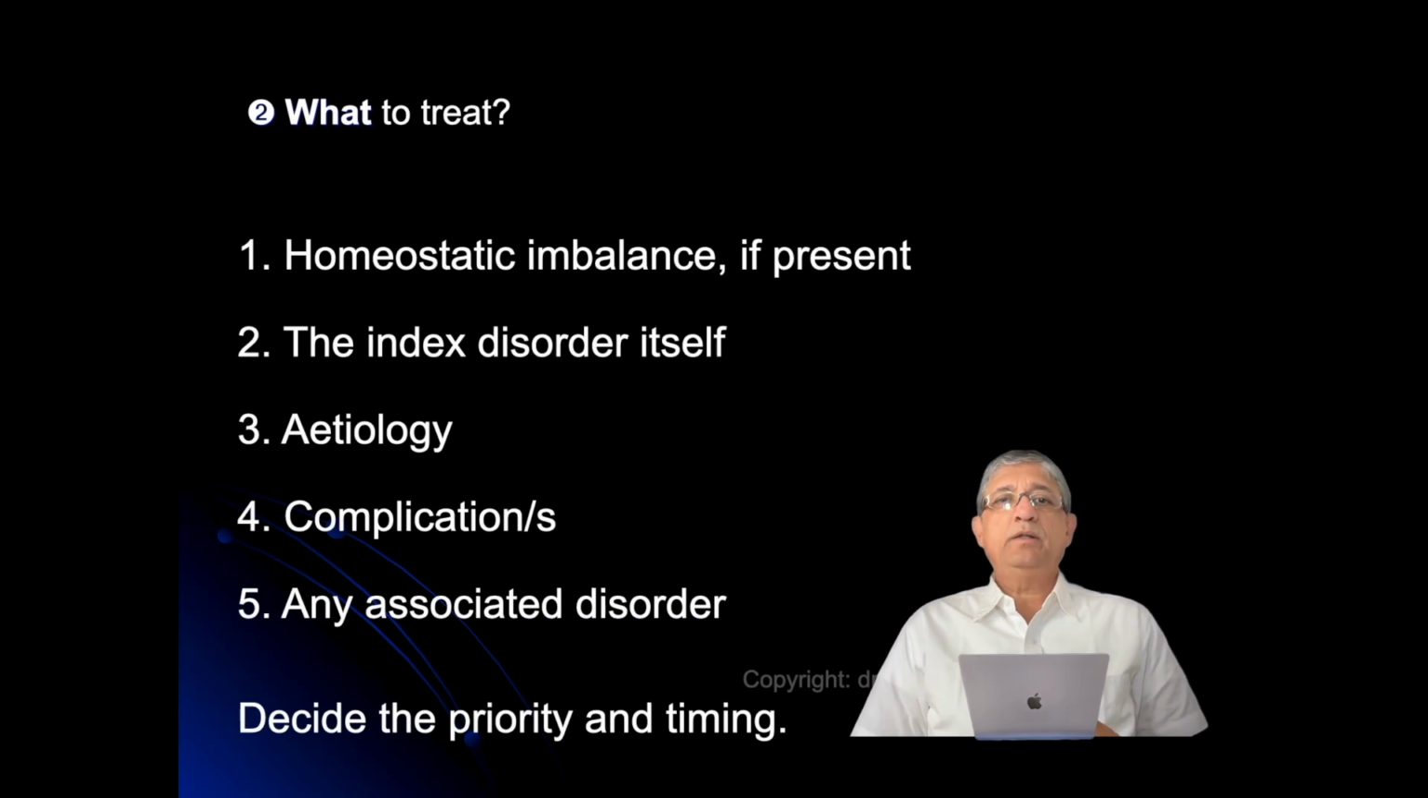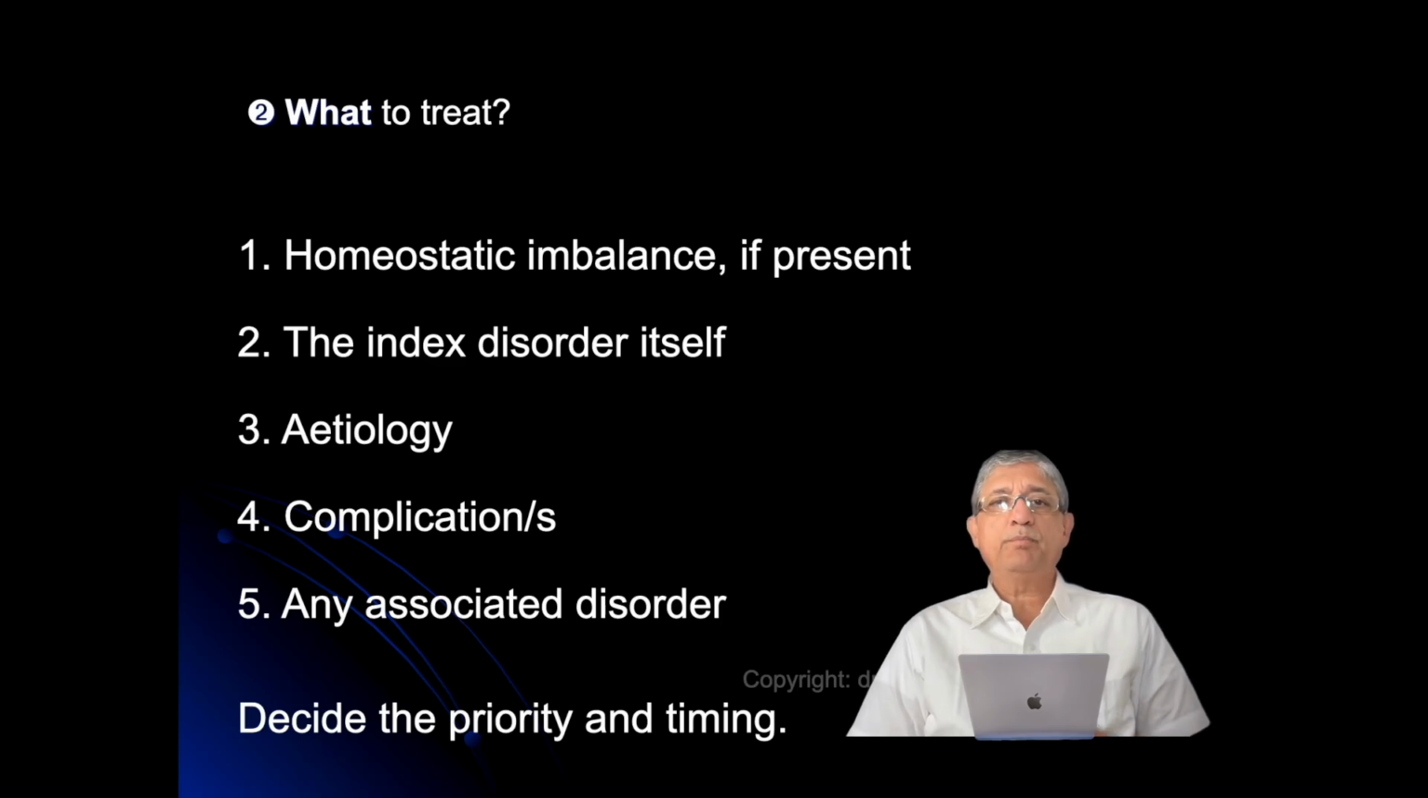You need to treat the homeostatic imbalance if present, the index pathology itself for which the patient presented, including its etiology and complications if any, plus any comorbidity if present. All these points may not be applicable in every case, but you must always keep them in mind so that you do not miss any of them where they are applicable.